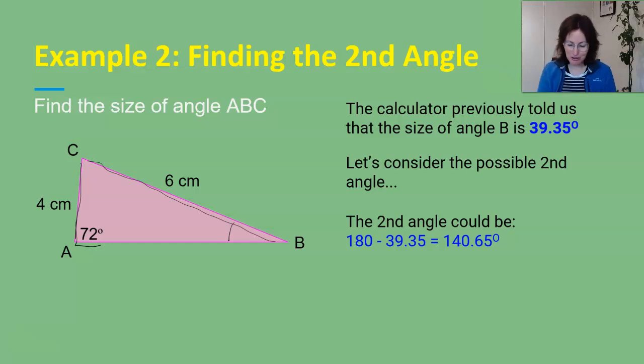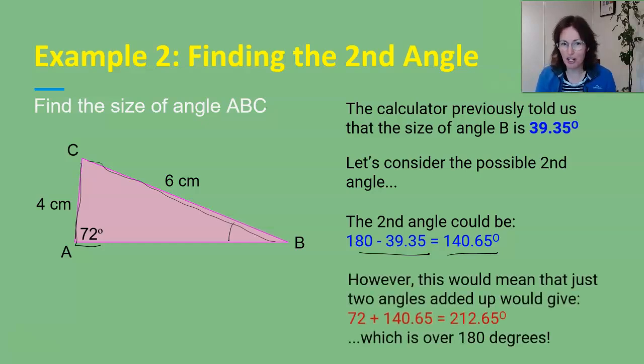The technique is you do 180, subtract that first value that you found, the 39.35, and then you write your answer as the second option. But then you have to think about it in terms of, could this happen for the triangle? Now we're saying maybe there's a triangle that could be drawn with that as one of the angles, but have a look at what else we've been given. We've already been given 72, definitely in the triangle. When you add them together, they are over 180 degrees. So it means it's not possible to draw a triangle in this situation with the second possible angle for sine.